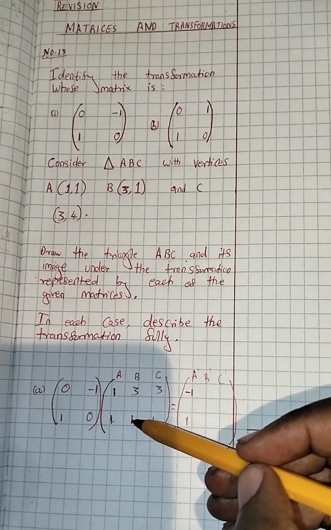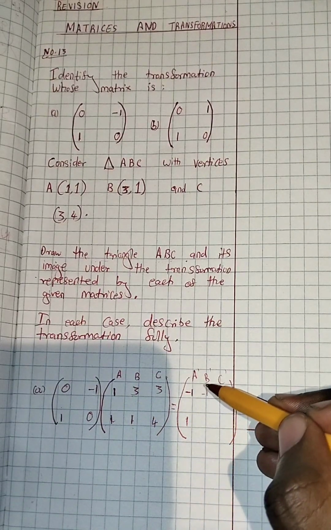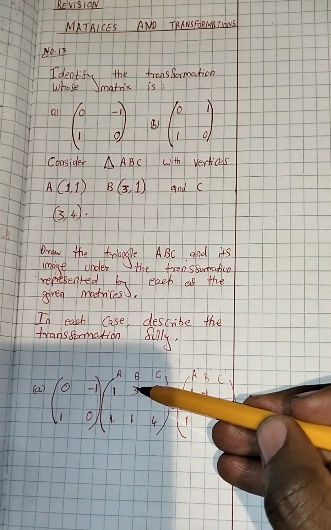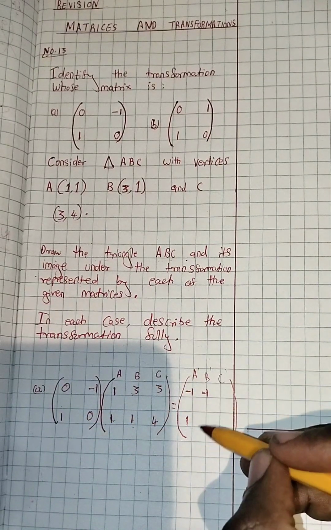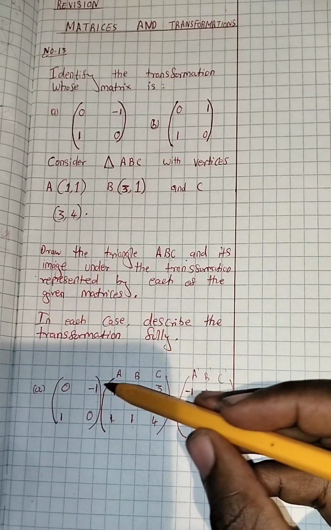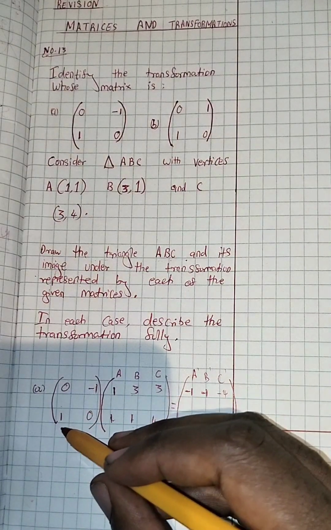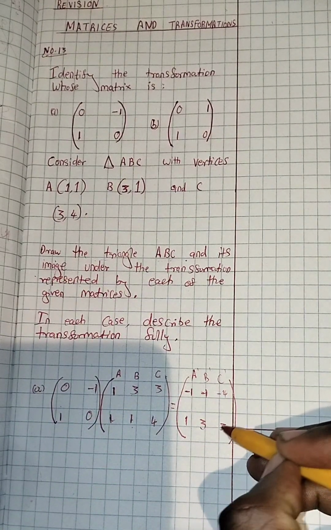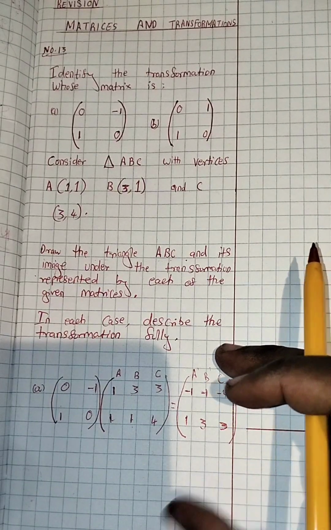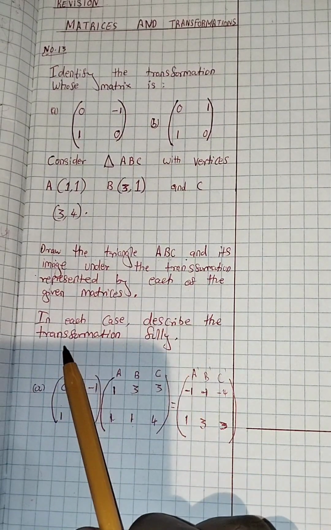I come to the next one. I take the first one and say 1 times negative 1 is negative 1. And then when I take the other 3, I say 3 times 1, it's 3. I write 3 like this. And then I take the other one, which is 4. I say 4 times negative 1, which is negative 4. And then I take the other one, which is 3 times 1, which is 3. I write it here. Now you see we have gotten it. The question says that in each case, describe the transformation fully.